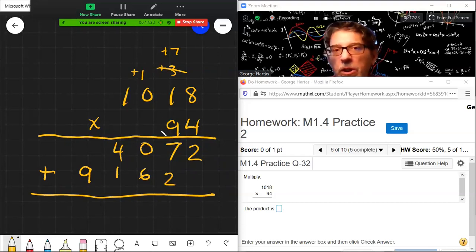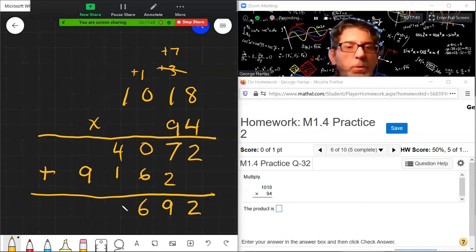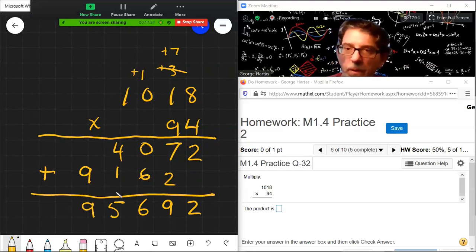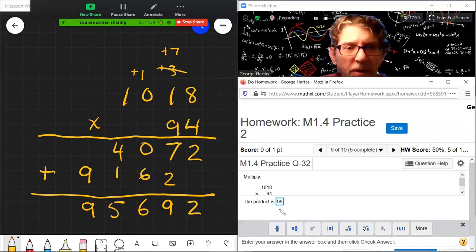Okay, but notice here what I did was I said 9 times 0 is 0. 0 plus 1 is 1. So that's a stumbling block for some students. All right, so we're ready to add now. 2 plus nothing is still 2. 7 plus 2 is 9. 0 plus 6 is still 6. 4 plus 1 is 5. 9 plus nothing is still 9. So let's see if 95,692 works.